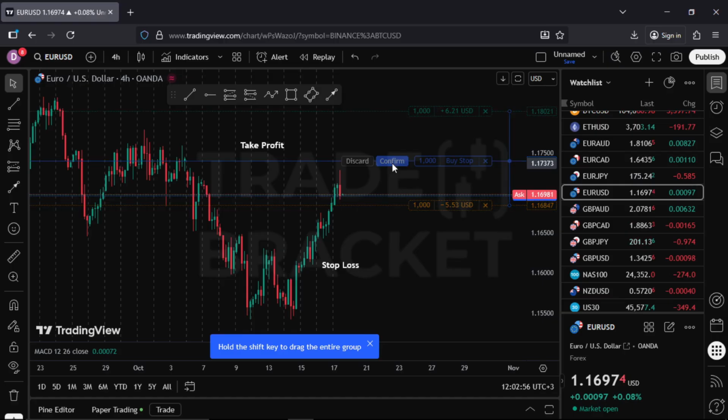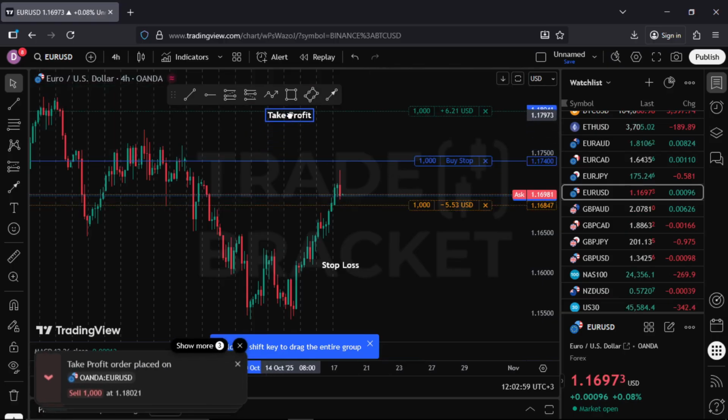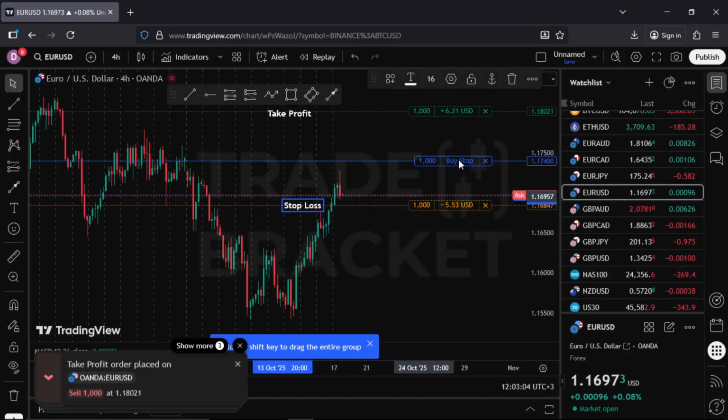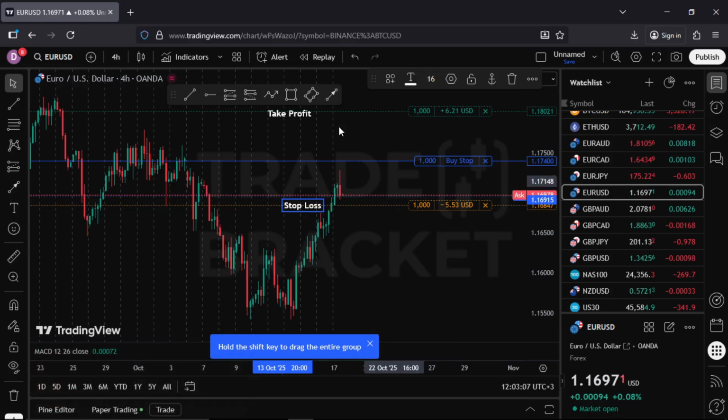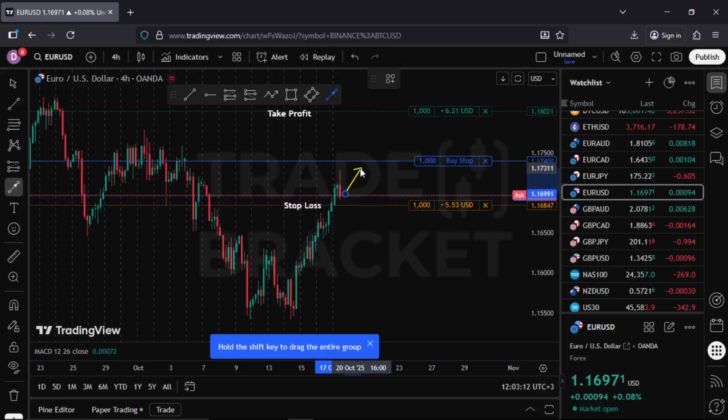All right, then let me confirm this. Okay, so this will be my take profit, the green line, then the orange line will be my stop loss. Again, the market is right here. If the market rises and hits this blue line, which is the buy stop line, my order will be triggered automatically. And if it keeps rising and hits this green line, which is the take profit line, I will exit the trade with a profit, and it will be done automatically.